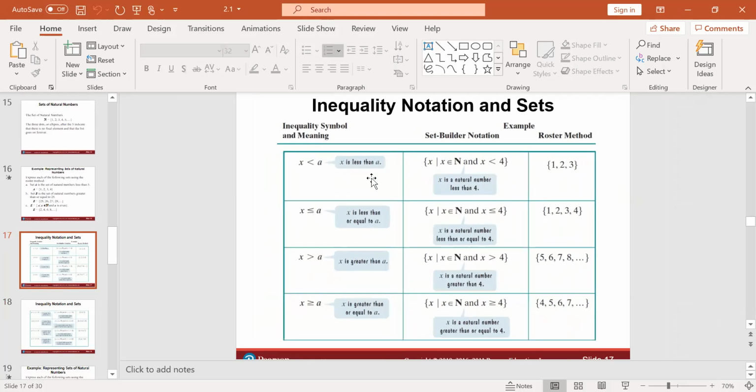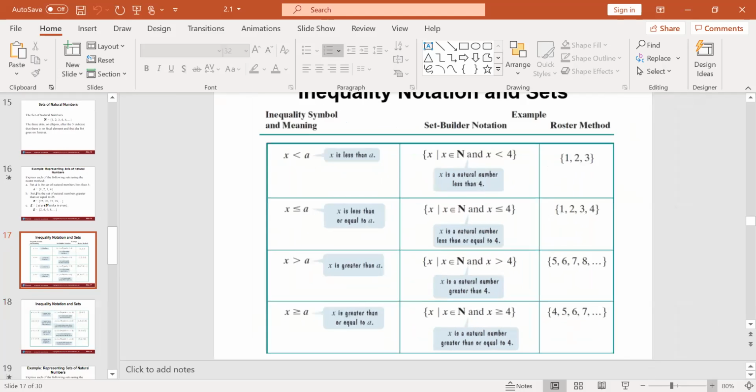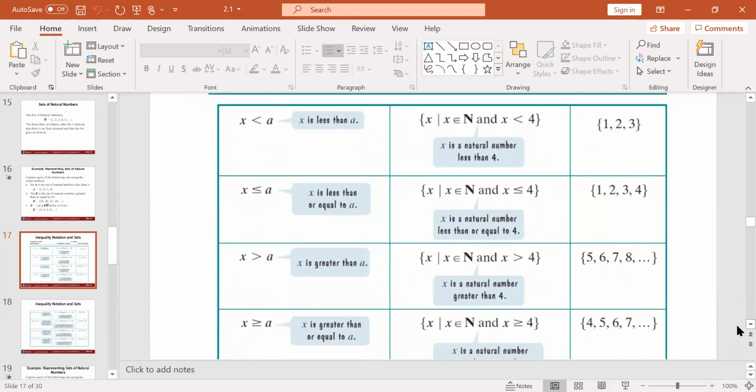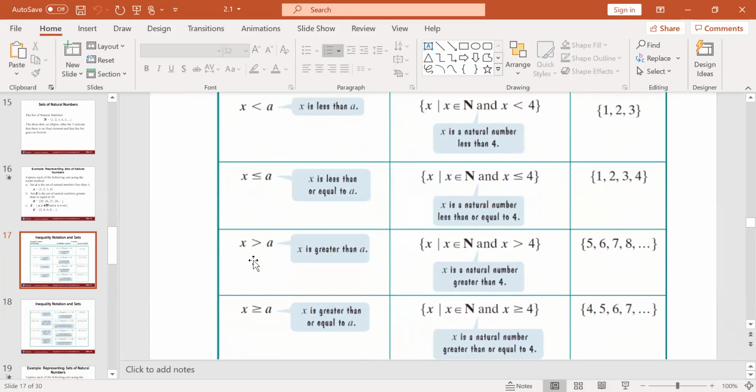So just a quick remembrance, quick guide. Remember what your less than symbol means. Remember what your less than or equal to symbol means. Remember what your greater than symbol means and what your greater than or equal to symbol means. I'm going to assume that's something you already know.